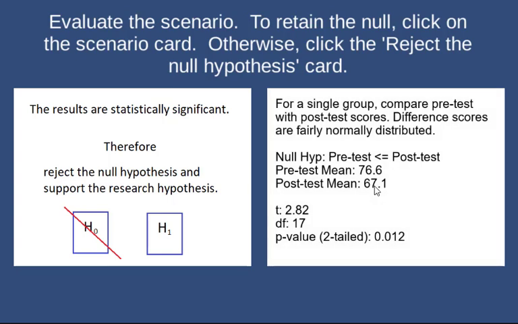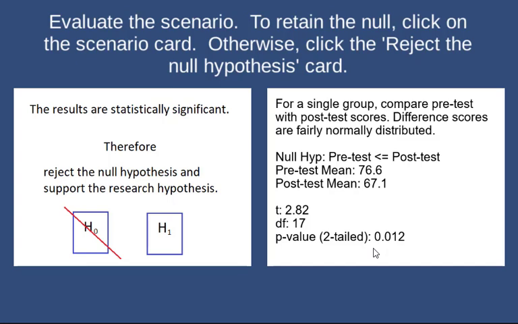Okay, for this scenario, the pre-test mean is specified as being less than or equal to the post-test mean. The pre-test mean is a 76.6. The post-test mean is a 67.1. So the results here are the opposite of the null hypothesis. So it's looking good. We might be able to reject the null. We take a look at the t-test statistic. It's a 2.82. That's fairly large for a t-test value. The degrees of freedom is 17. And our p-value for this, if this had been a two-tailed test, would have been 0.012.